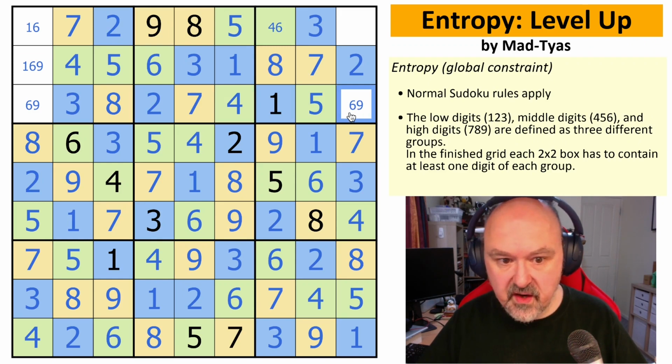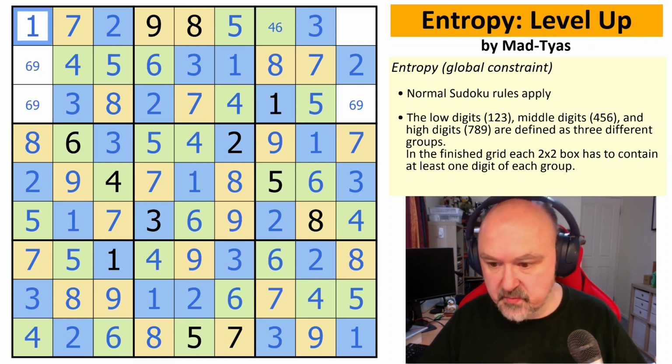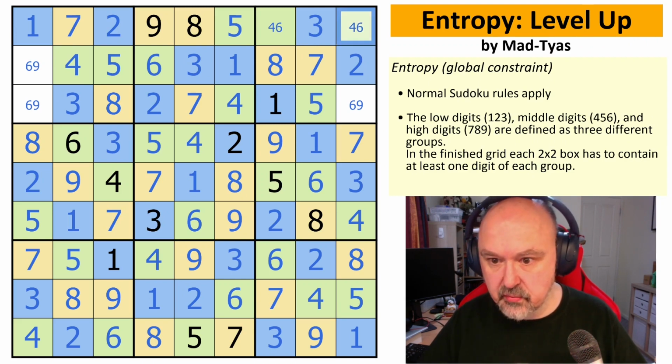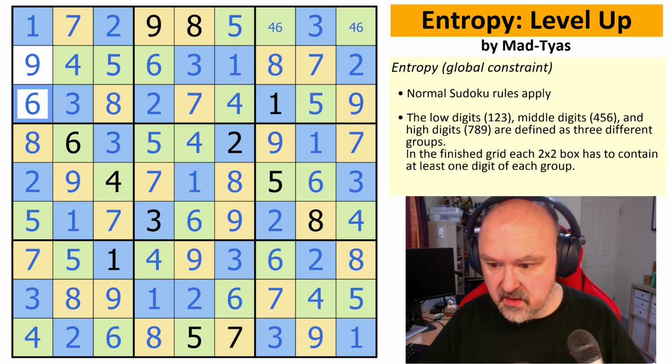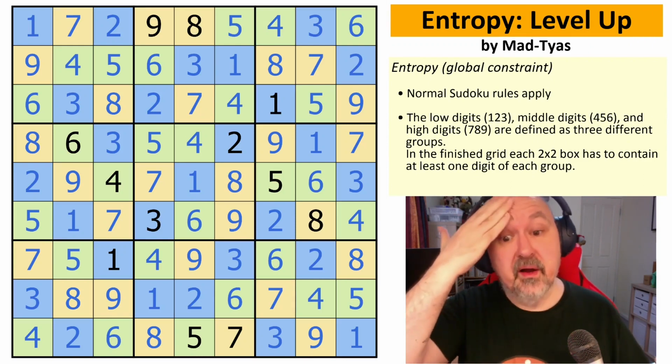This is not a 5, so we've got a 6, 9 pair. This is not a 1, so this is a 1, which makes it blue. This becomes 4 and 6, which both makes it green and makes this 9. That becomes yellow. This becomes 6. This becomes 9. And this becomes the 6, and this becomes the 4. Wow, that was a level up.